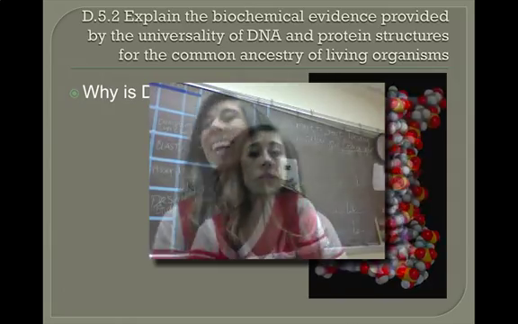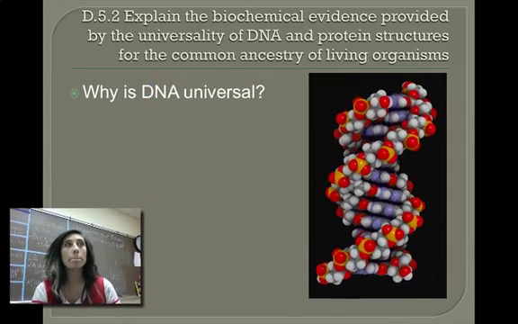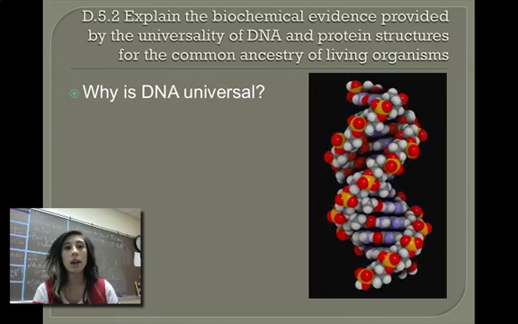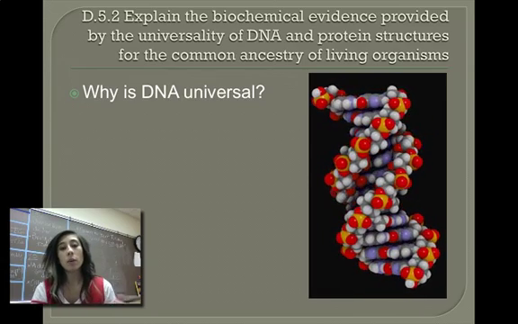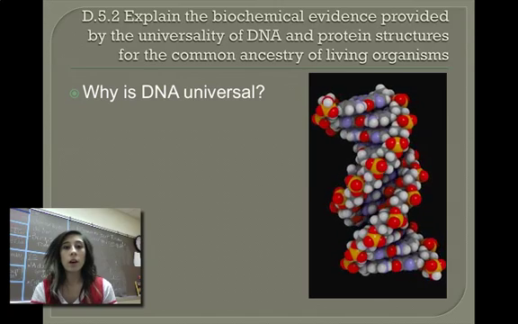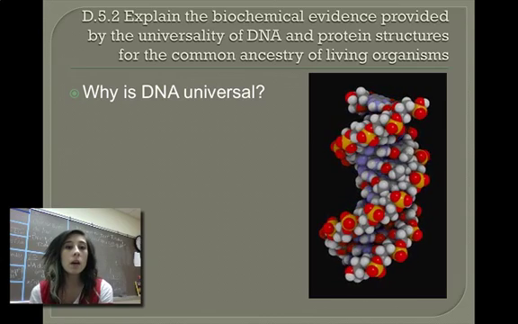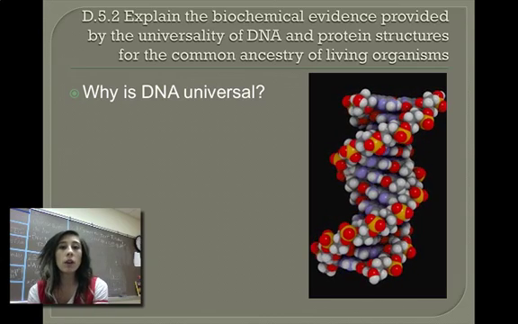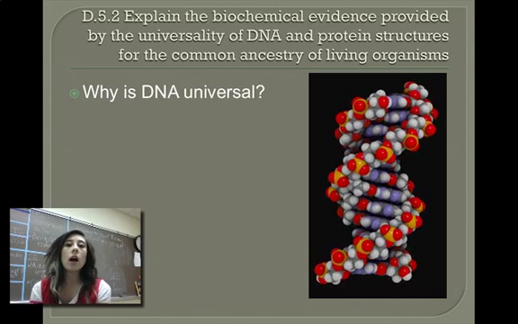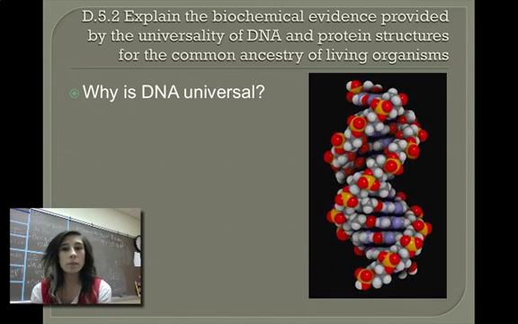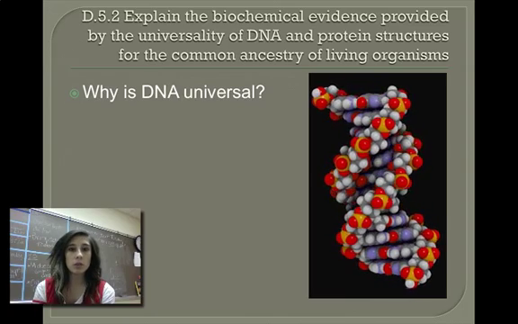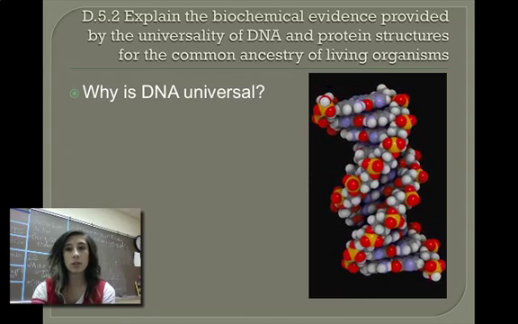Okay, so let's discuss when we have biochemical evidence and the importance of DNA when we are taking a look at common ancestry. So if you look at D.5.2, we want to explain the biochemical evidence provided by the universality of DNA, as well as protein structures within the common ancestry of living organisms.